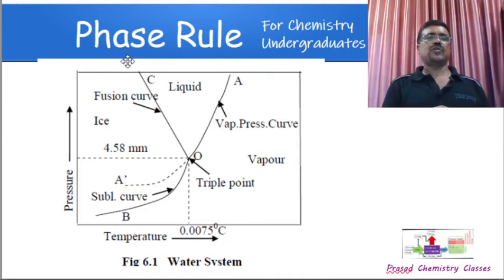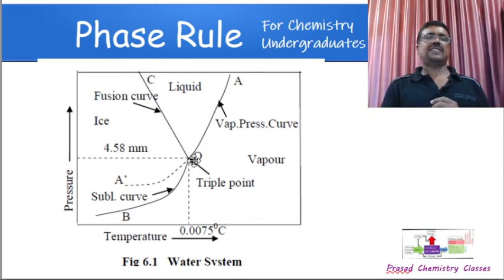Similarly, the area AOC consists of, under that pressure and temperature range, liquid water. And there also the system is bivariant. And what about COB? The area included between these two curves will be our solid phase. That consists of ice alone. There also the system is bivariant.